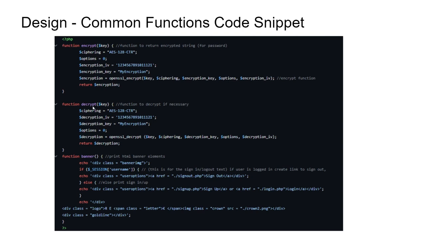And of course, there's a decrypt function that does the same thing, except it takes an encrypted value and decrypts it. And at the bottom here, this is just a function to reduce redundancy in code where the banner is present in a lot of pages, so you can just call this to print the banner at the top without filling with HTML.